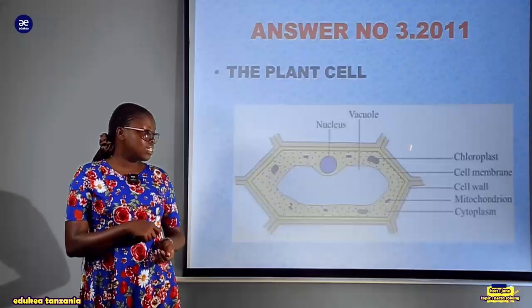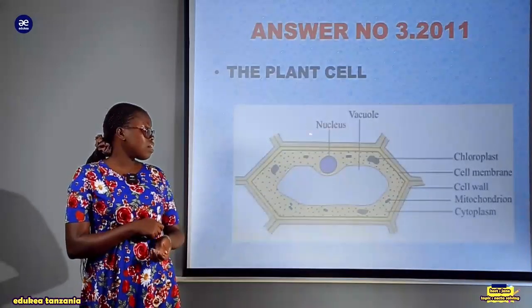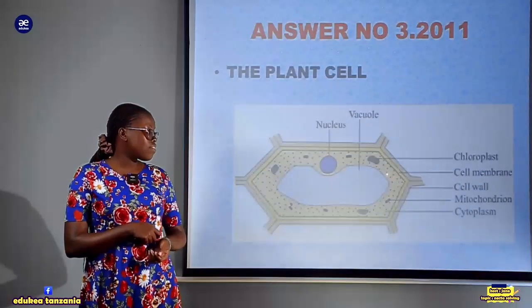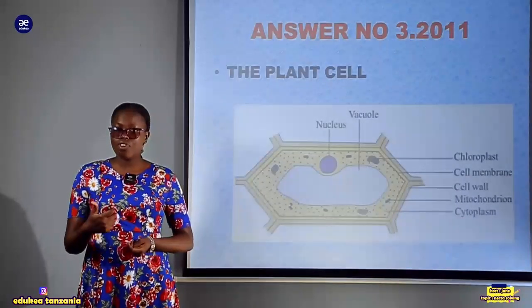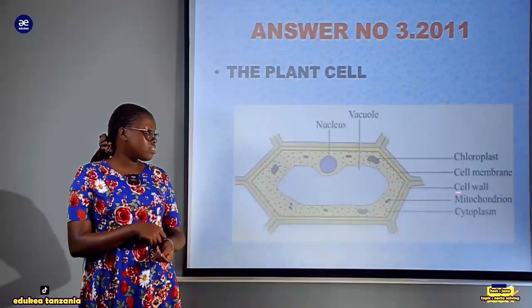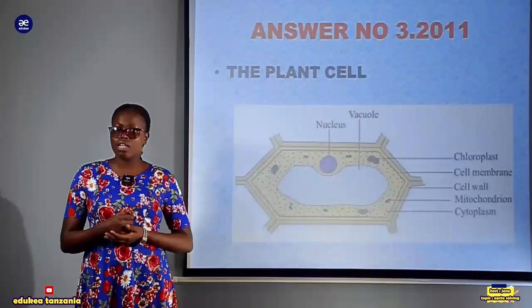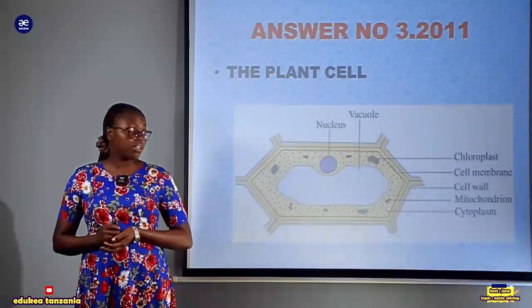Once you look at these structures and compare them with the animal cell, you find that the animal cell also has the nucleus, the vacuole, the cell membrane, the mitochondrion and the cytoplasm. The only structures which are not found within the animal cell are the chloroplast and the cell wall. So these are the two distinguishing structures found within the plant cell only, and this is what we need to answer.